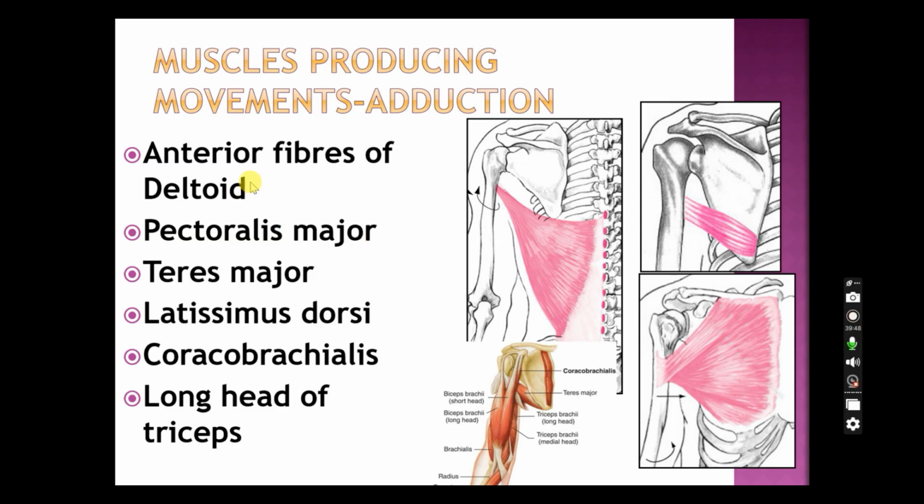Adduction. So anterior fibers of the deltoid, pectoralis major, teres major. These are three people: pectoralis major, teres major, and latissimus dorsi. These three you have seen on the lateral lip, medial lip, and the floor of the bicipital groove. They are adductors and medial rotators. These three, pectoralis major, teres major, and latissimus dorsi, are adductors plus medial rotators. Okay, along with anterior fibers of the deltoid, coracobrachialis, and long head of the triceps.